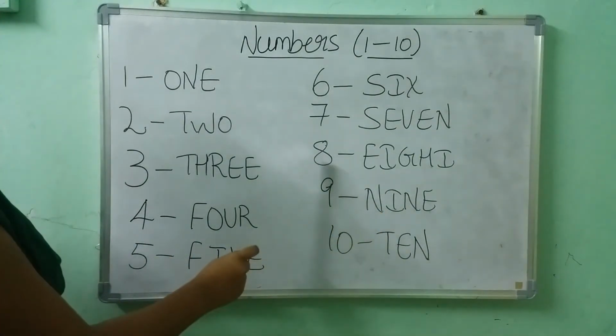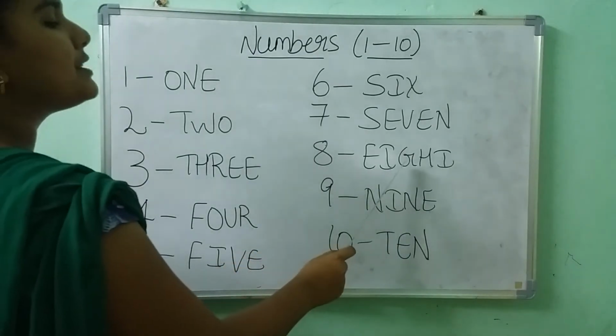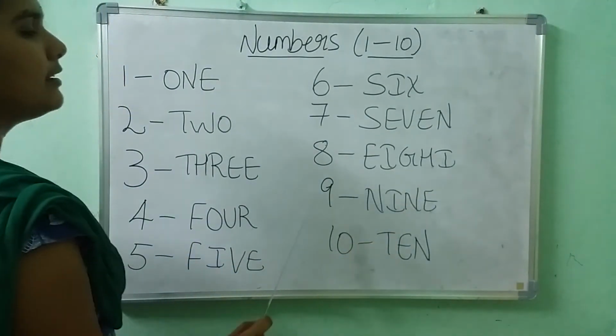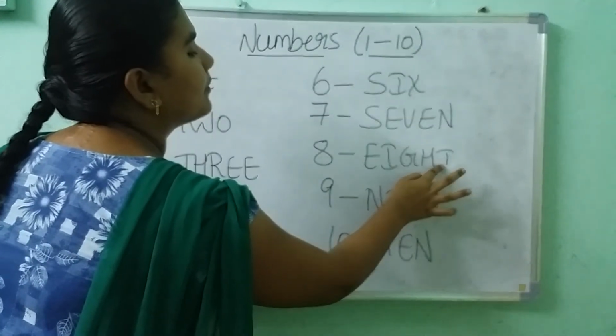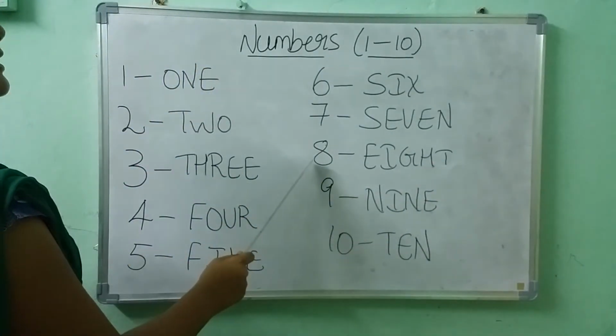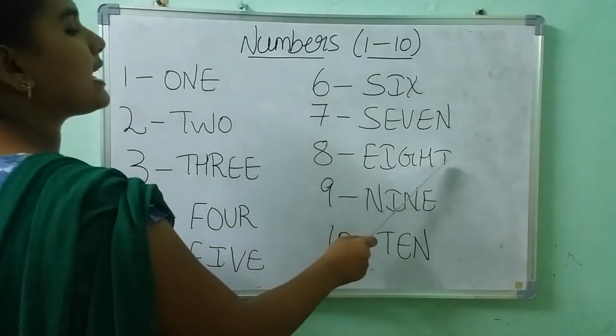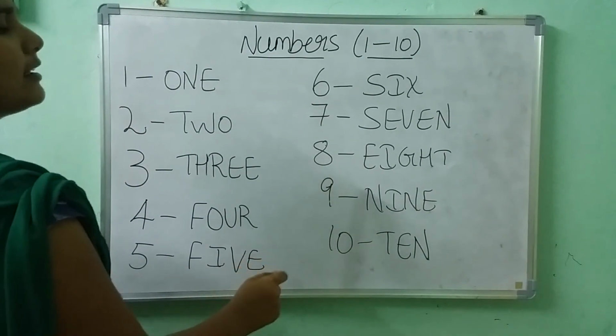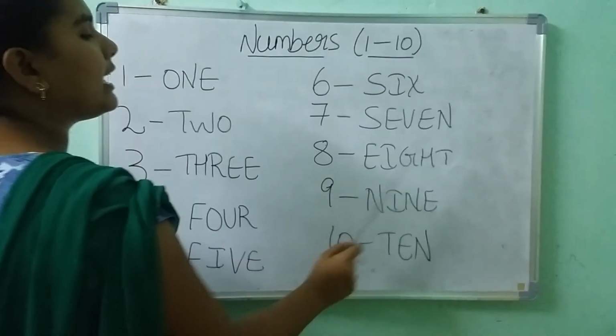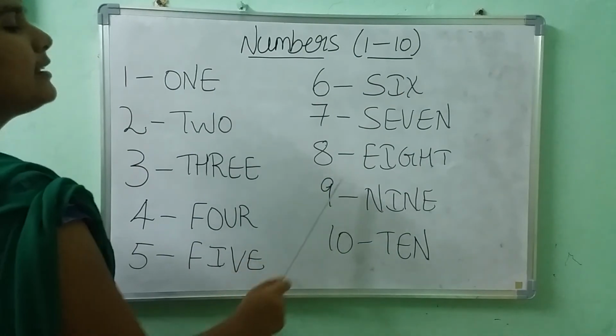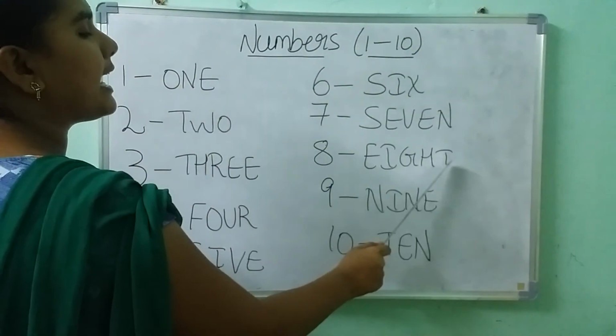7, S-E-V-E-N, seven. 8, E-I-G-H-T, eight.